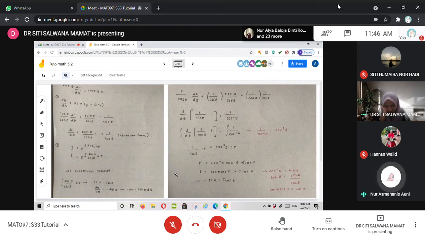is equal to tan. So tan is equal to sin theta over cos theta. So bawa cos theta ke darab dengan tan. So tan theta cos theta equal to sin theta. So kita boleh replacekan dengan yang equation ni. So final answer in general solution is r equal to sin theta plus c cos theta.